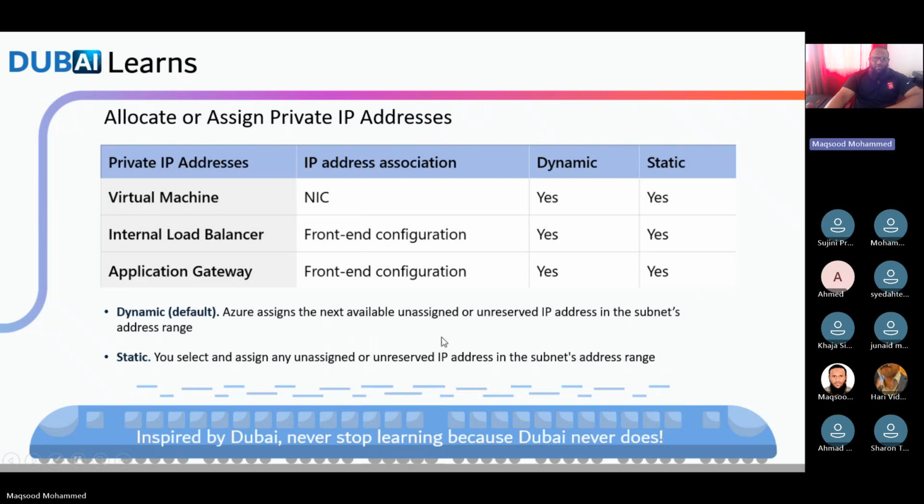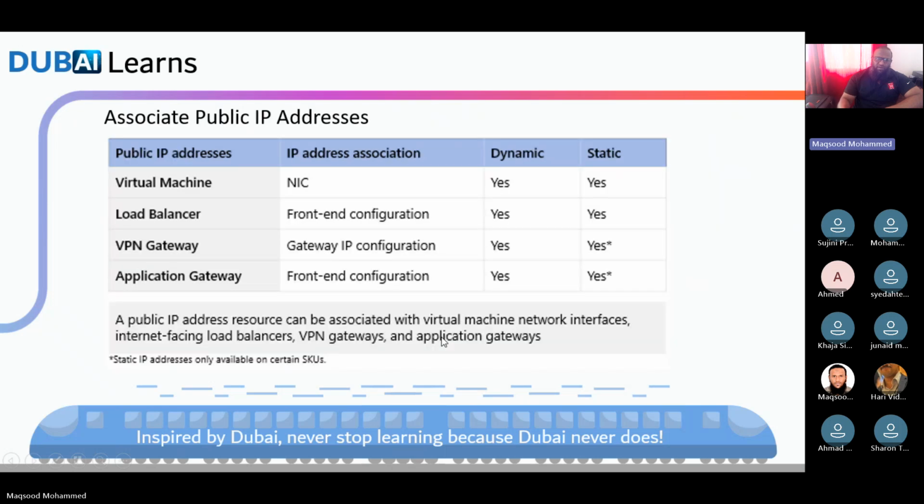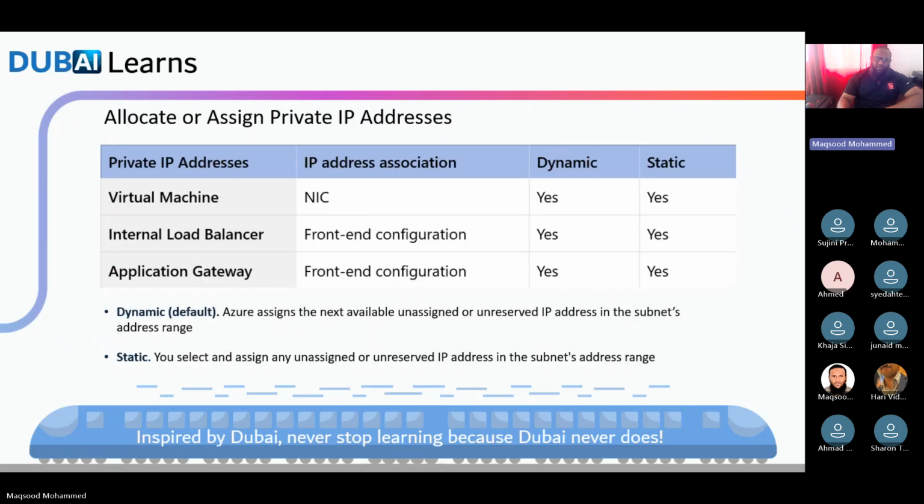Okay, previously it was about public IP addresses. Now we are talking about allocating or assigning private IP addresses. You can assign a private IP to your virtual machine. You can assign the private IP to an internal load balancer. We'll see the difference between the public load balancer and the internal load balancer. Application gateway. Yes, so it is just telling you that you can assign a private IP address.